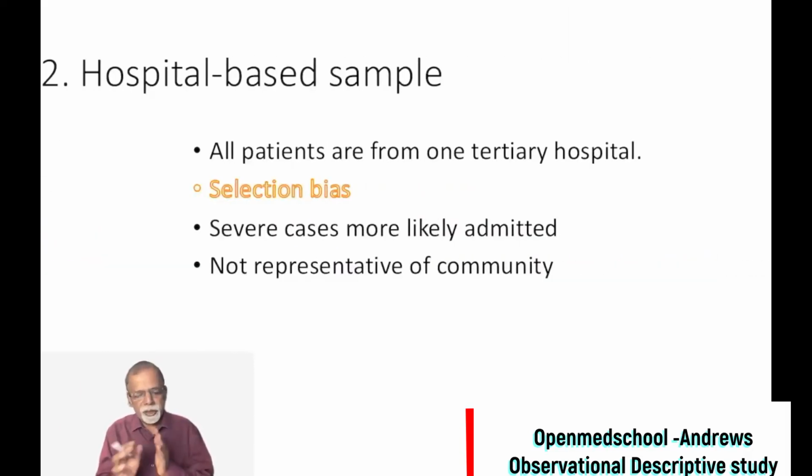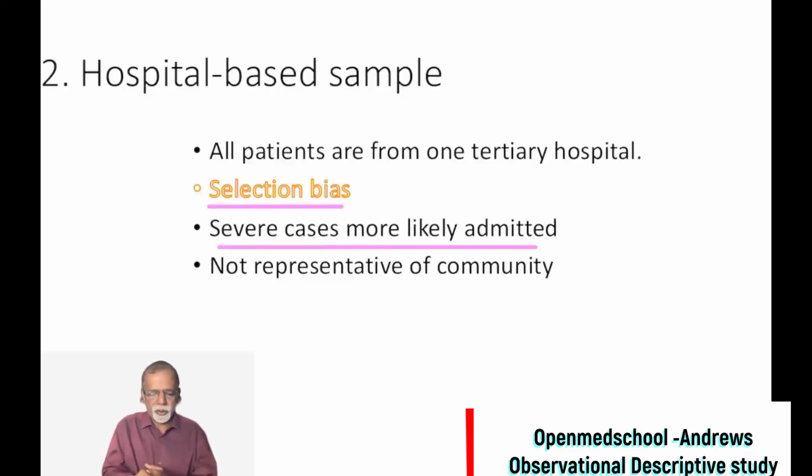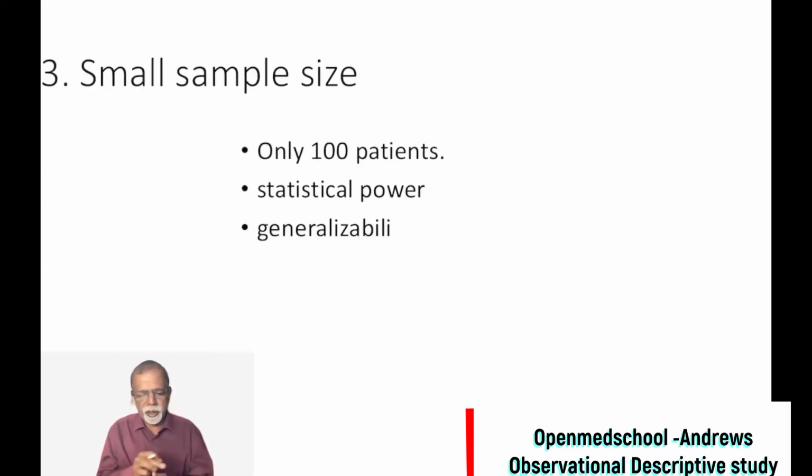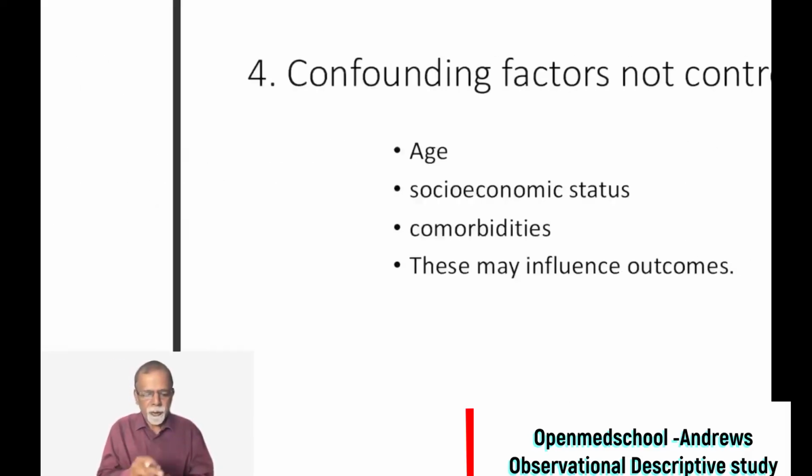The study is also hospital-based, so there are certain problems. One is bias; I will discuss bias later. In the hospital, severe cases are likely to be admitted, so it is not representative of the community. This cannot be generalized, as the study was from a tertiary hospital. And the sample size is 100, so the statistical power will be low. The sample size calculation we'll discuss later.